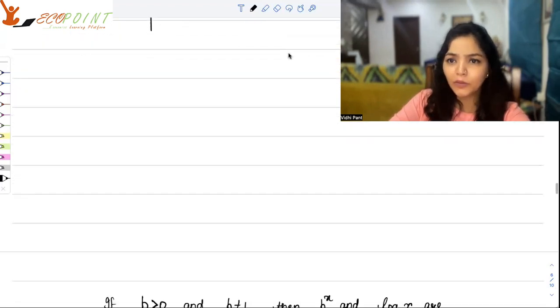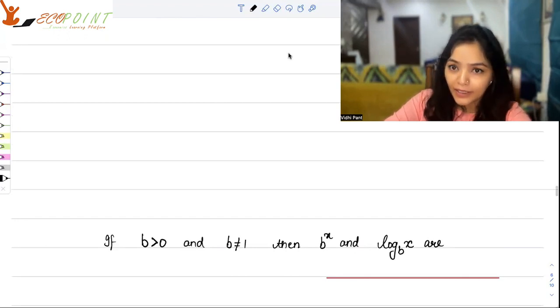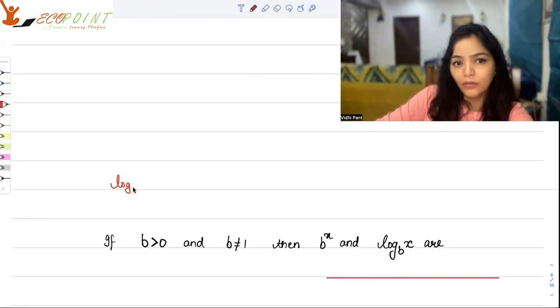Now, connecting exponentials and logarithms. I've already taken a lecture on logarithms. Now, in logarithms, what do we do? We are talking about taking log with base b of x, right? Log base b of x, where b is the base.